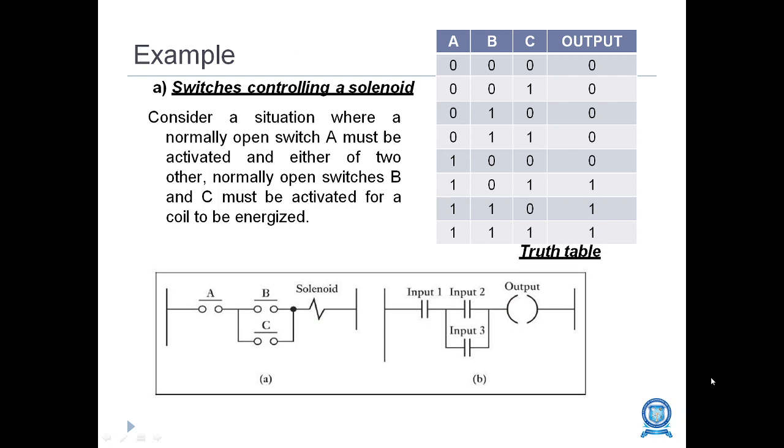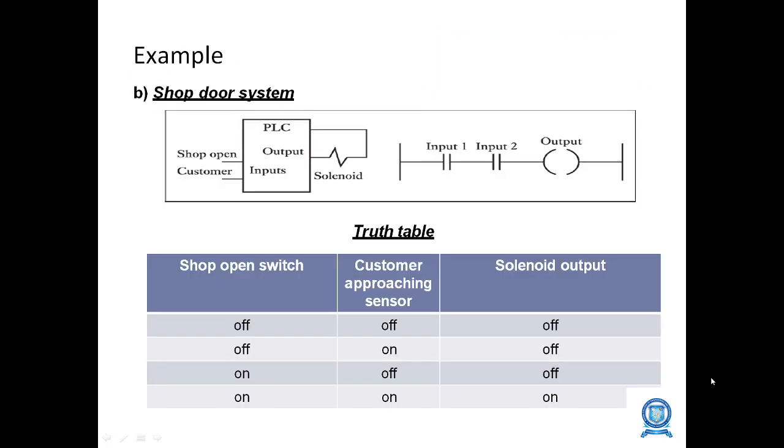This is an example of a switch controlling a solenoid with a truth table, where A, B, C are the inputs and the output is in the last column. When A, B, C are 0, the output will be 0, and if any one of A, B, C is 1, the output will be 0. If A and C are 1, the output will be 1. If A and B are 1, the output will be 1. If A, B, C are all 1, the output will be 1. That is, the solenoid will be activated or energized.